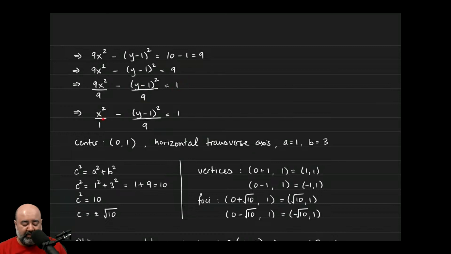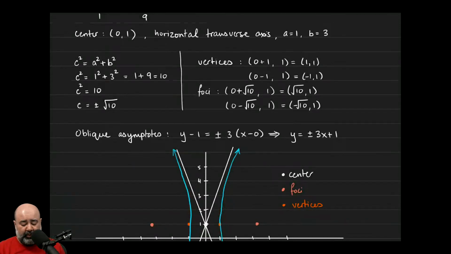Since the x term is positive, we know that this is going to be a horizontal transverse axis. We know that the center is at (0, negative 1). a is the square root of this number, so that's 1. b is the square root of this number, that's 3. If we know what a and b are, we can find what c is by using a squared plus b squared, which is 1 plus 9, which is 10.